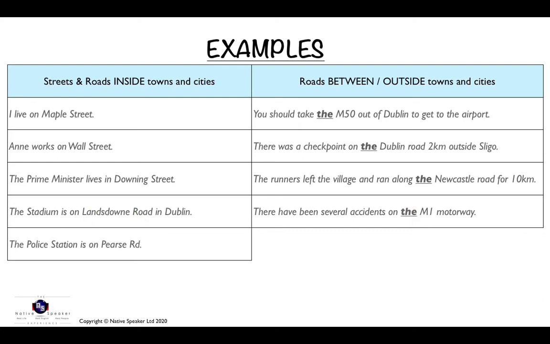The police station is on Pierce Road. Pierce Road is obviously inside the town. How do we know that? Well, there's no "the". Students sometimes add "the", and that's a mistake. The capital R also tells us that it's an address.